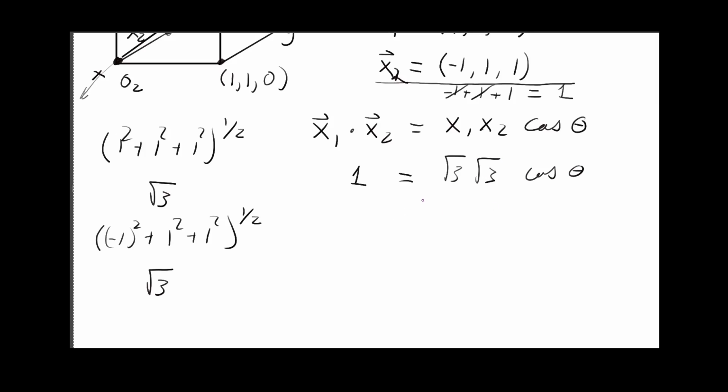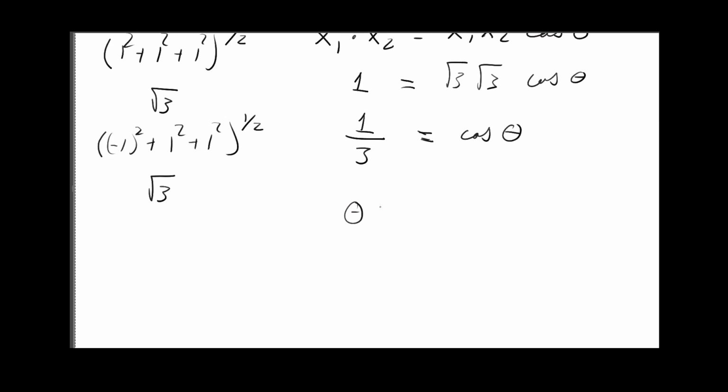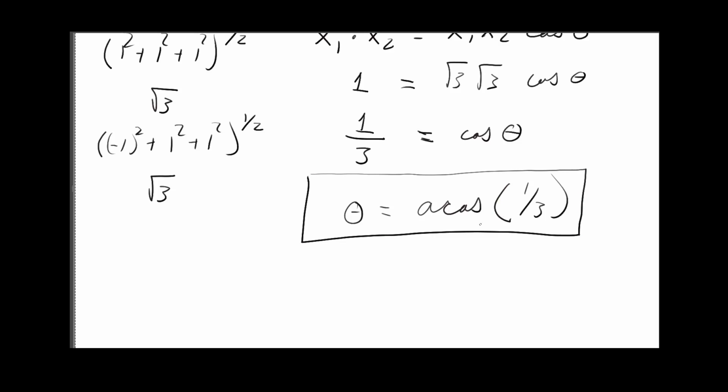Times cosine theta. Root 3 times root 3 is just 3, and if we divide both sides by 3, then we get 1/3 is equal to the cosine of theta. And so our angle is merely the arc cosine of 1/3. And it's a good sign that the angle reduces to a simple algebraic expression. We didn't get some complicated expression involving a bunch of terms that seem to appear out of nowhere. It's just a simple fraction, an arc cosine of a fraction.